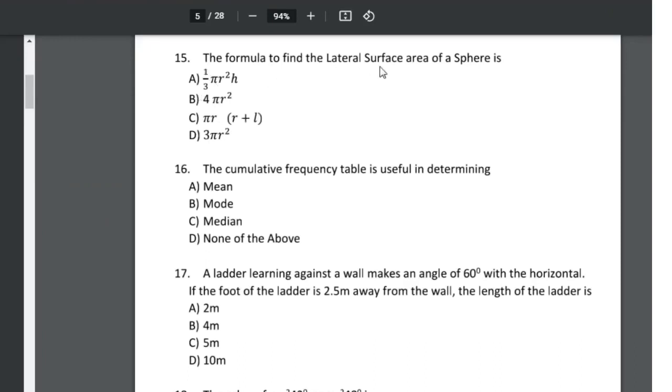15th question. The formula to find the lateral surface area of a sphere is. There are four options. We will look into each option. 1/3 pi r square h, this is the formula for volume of a cone. C option is pi r into r plus L. This is the total surface area of a cone formula. 3 pi r square is the total surface area of a hemisphere. So 4 pi r square is the formula for the lateral surface area of a sphere. The correct option here is B. 16th question. The cumulative frequency table is useful in determining, of course, median. So the correct option for the 16th question is C.